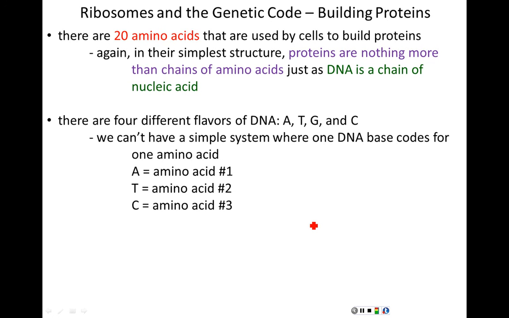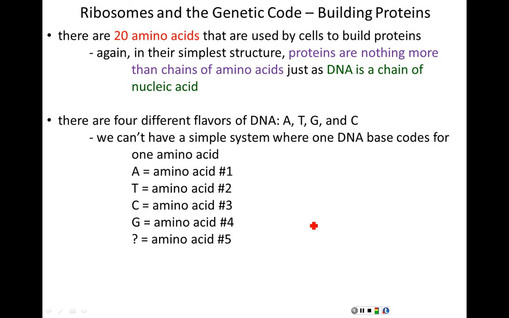C, every time you see a cytosine in a messenger RNA, oh, I should have said uracil above, sorry about that. Every time you see a cytosine in a messenger RNA, put amino acid number 3 in the protein you're building from it. G, every time you see a guanine in your messenger RNA, put amino acid number 4 on it. You want to add amino acid number 5? Tough noogies. We're out of nucleotides. So that's not going to work.